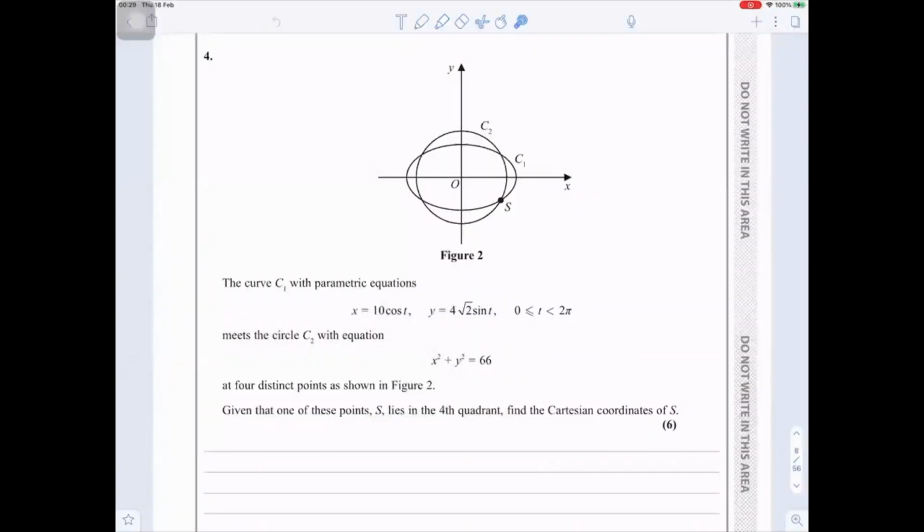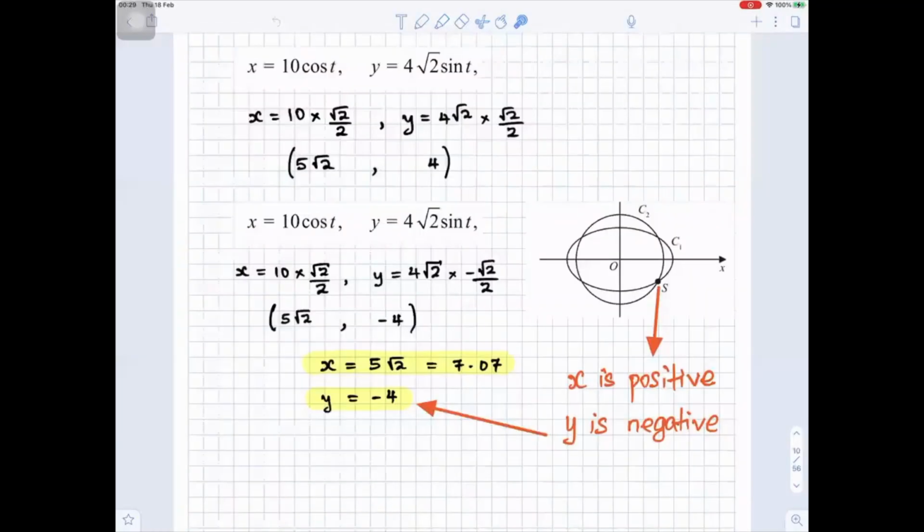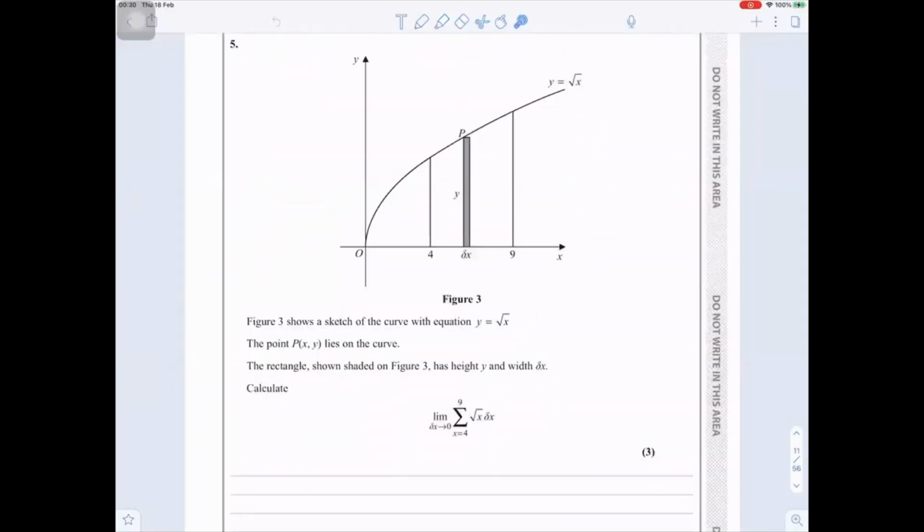So that's question 4. The first part of question 4 and the final part of question 4. Question number 5. Figure 3 shows a sketch of the curve with equation y equals the square root of x. The point P(x, y) lies on the curve. The rectangle shown shaded in figure 3 has height y and width delta x. Calculate the limit of the sum of square root of x delta x.